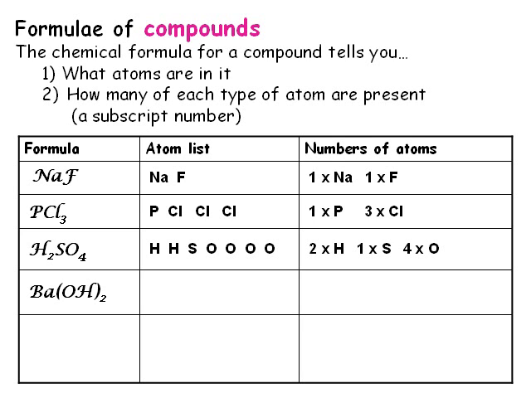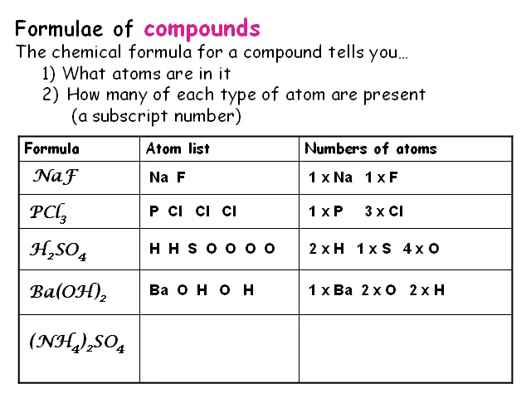Some formulae use brackets. The number after the brackets applies to everything inside the brackets. So, for barium hydroxide, Ba(OH)2, we have 1 Ba, then we have 2 of both the O and the H. So the expanded list of atoms is BaOHOH. There's 1 Ba, 2 O, and 2 H.